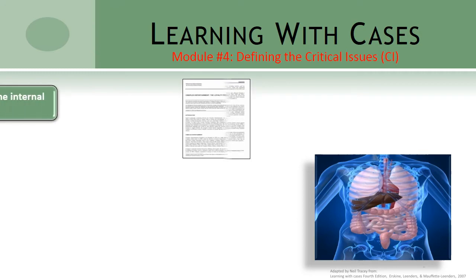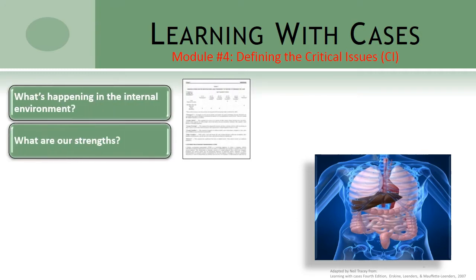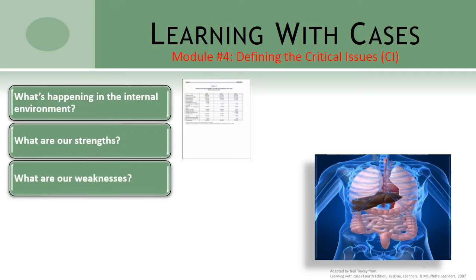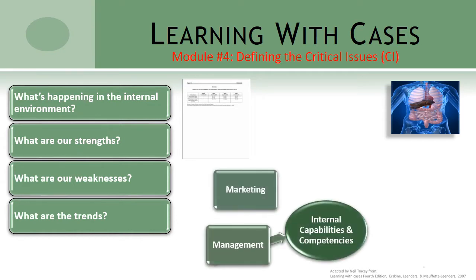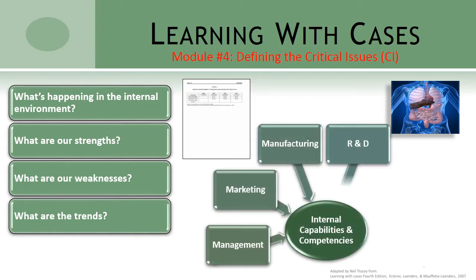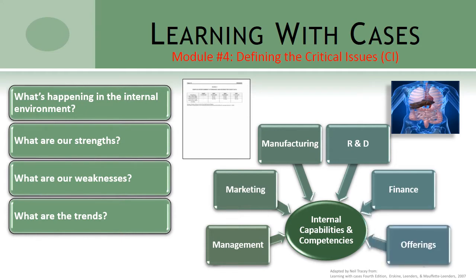As we go through our detailed read of the case, we want to be aware of what's happening in the internal environment. We want to make note of our internal strengths and weaknesses and understand the trends from an internal perspective. In reviewing our internal capabilities and competencies, we'll pay particular attention to the details in the case surrounding our management, our current marketing programs and prowess by reviewing the four P's, our competencies with respect to manufacturing and research and development, our financial situation, and our current offerings.